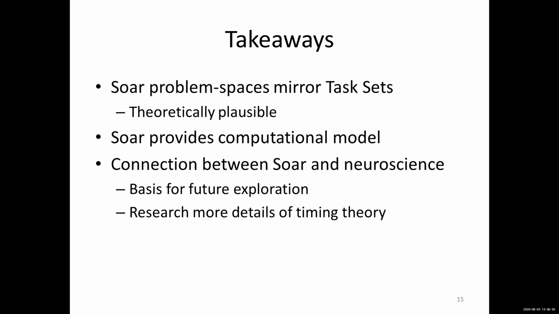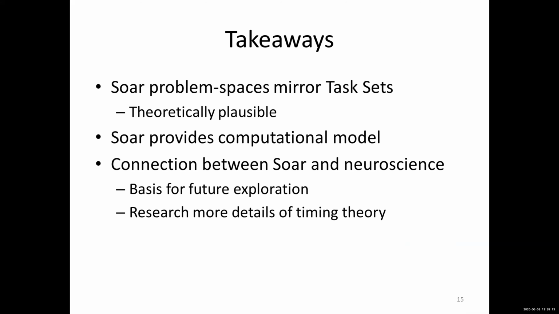So takeaways. We have Soar problem spaces that mirror task sets, and this indicates that this kind of model for human cognition is theoretically plausible. Doesn't mean it's a perfect or accurate model, but at least it checks out that we're not just making something up that gives us the right results. And Soar provides an actual computational model for what at this point has been described mostly in theoretical terms. There are other computational models of task sets out there, but not many, and none that I'm aware of with cognitive architecture specifically. So this provides a connection between Soar and neuroscience that can be a basis for a lot of cool future exploration possibly.